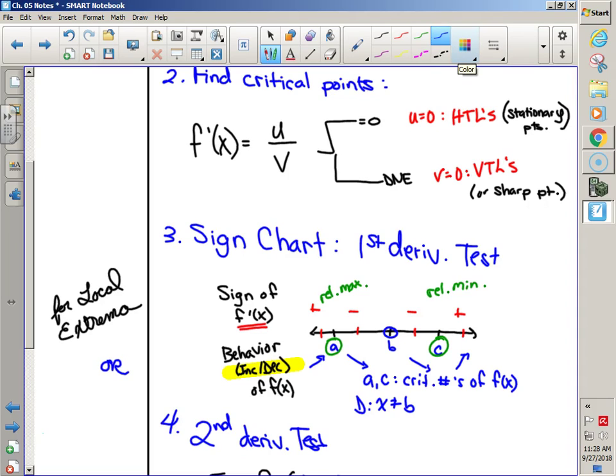Riemann sums. That's integration. We're not there yet. Area under the curve. That was like our last lesson. No, that was disc and washers. Oh, yeah.